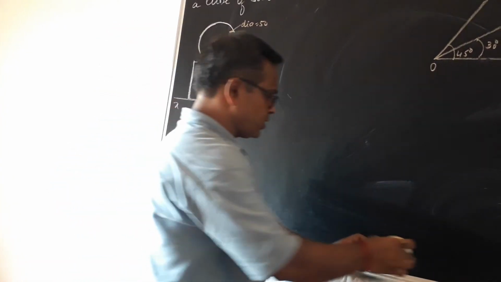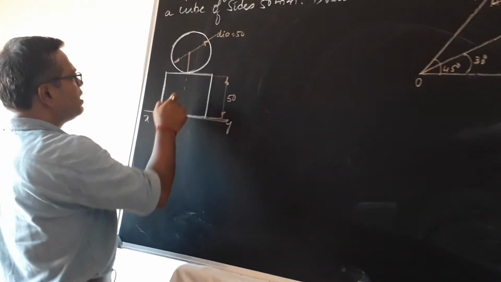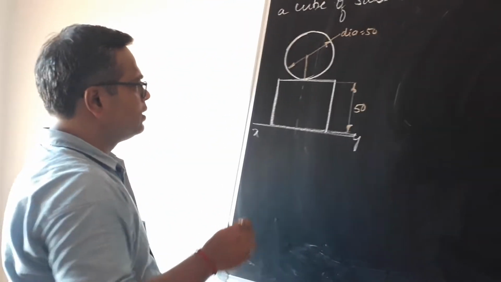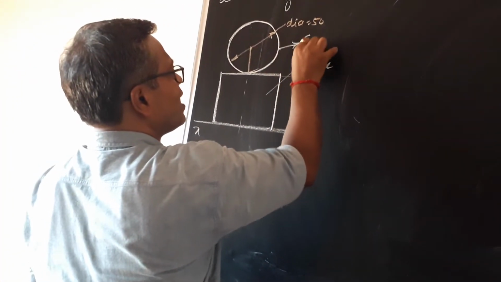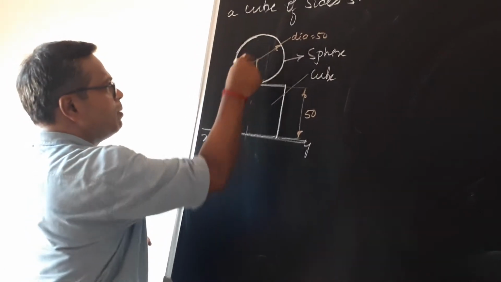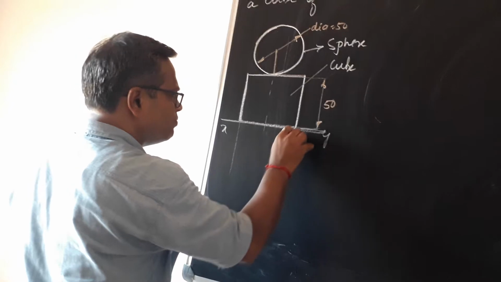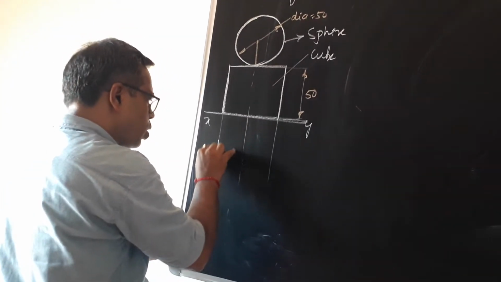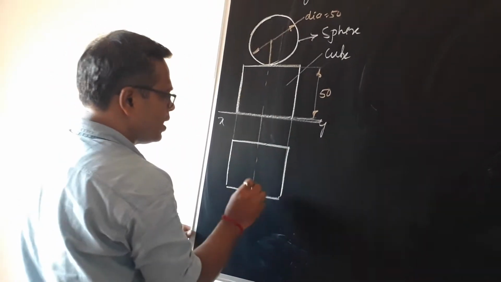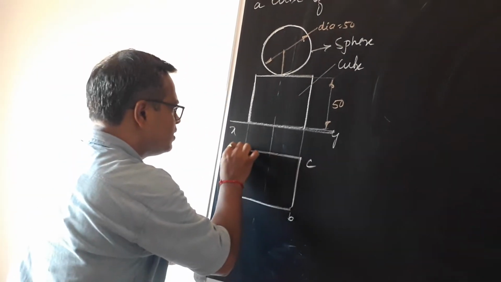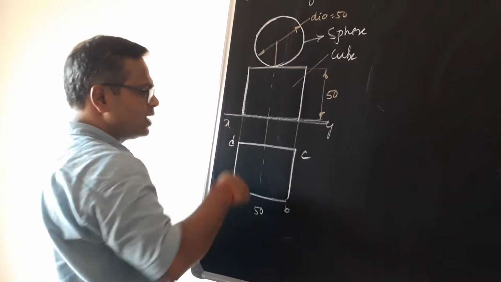How can we draw this projection isometrically? Observe here. This is the front view of the combination of solids, a cube and a sphere, in which both the axes of the solids are collinear. If I draw the top view of this, it will be a square, ABCD of side 50 millimeter. The sphere, when I draw it here, will be a circle in the top view.